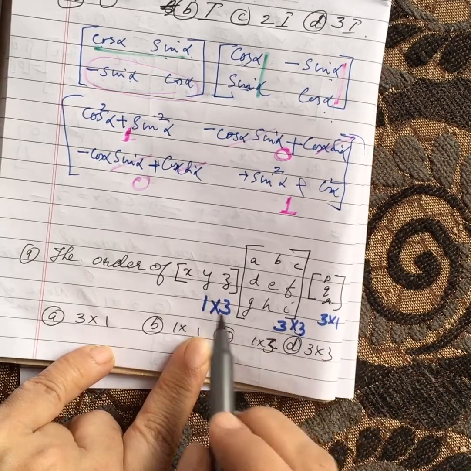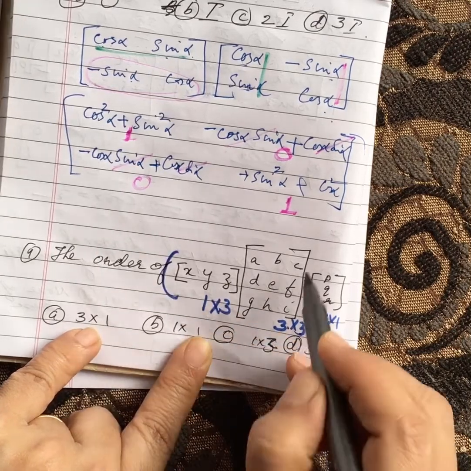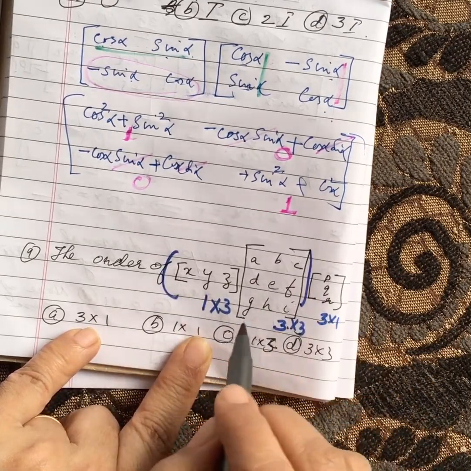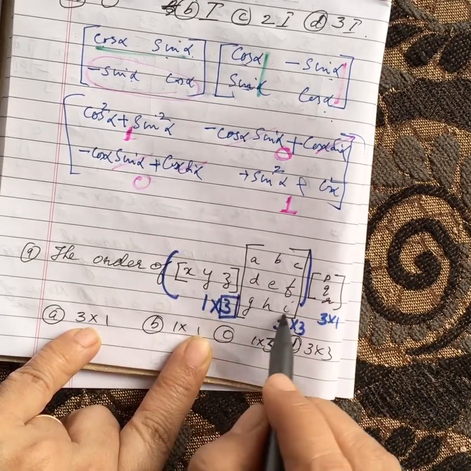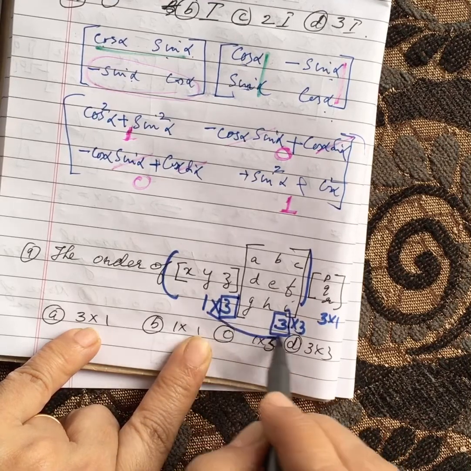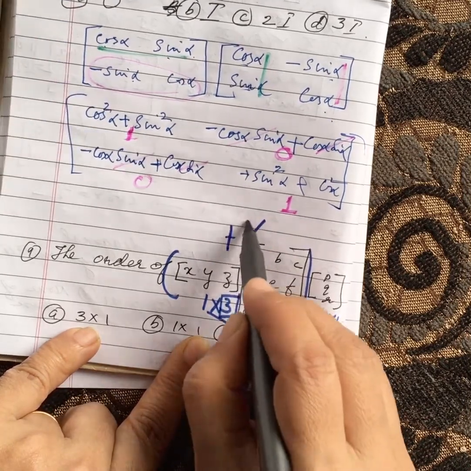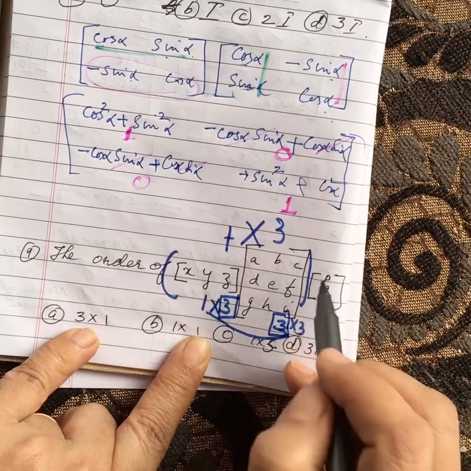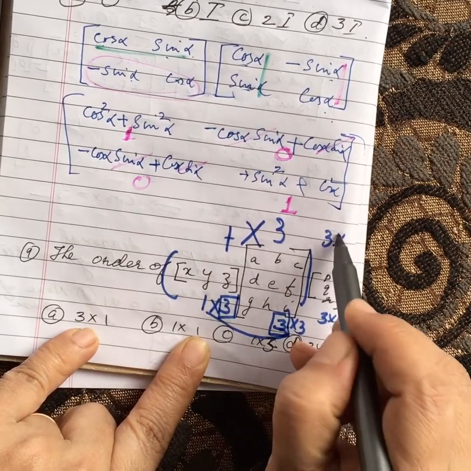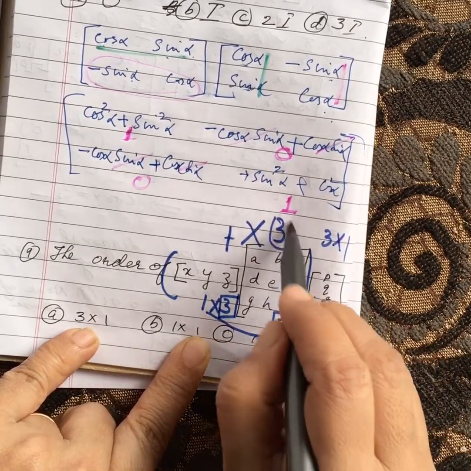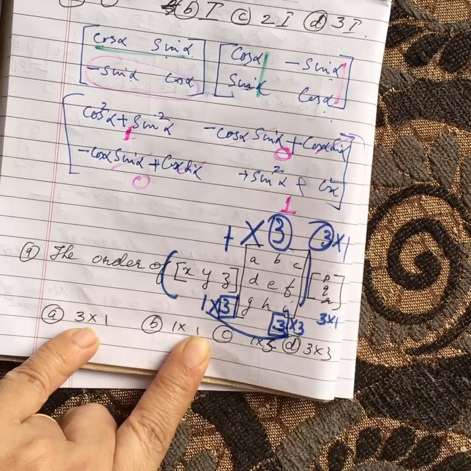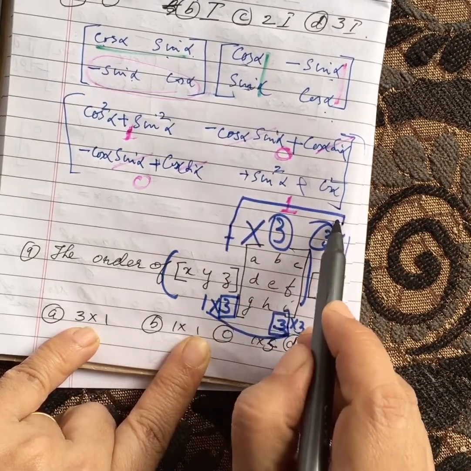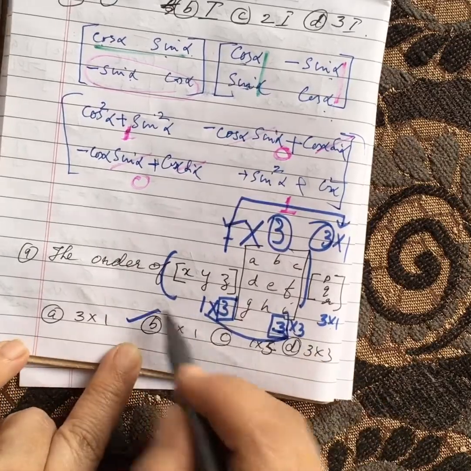If you are multiplying these two, what will be the order? This 3 will get absorbed and your order will come as 1 by 3. So this one is of order 1 by 3 and then next is of order 3 by 1. Now these two will get absorbed and the final order will be 1 by 1. So this is the answer.